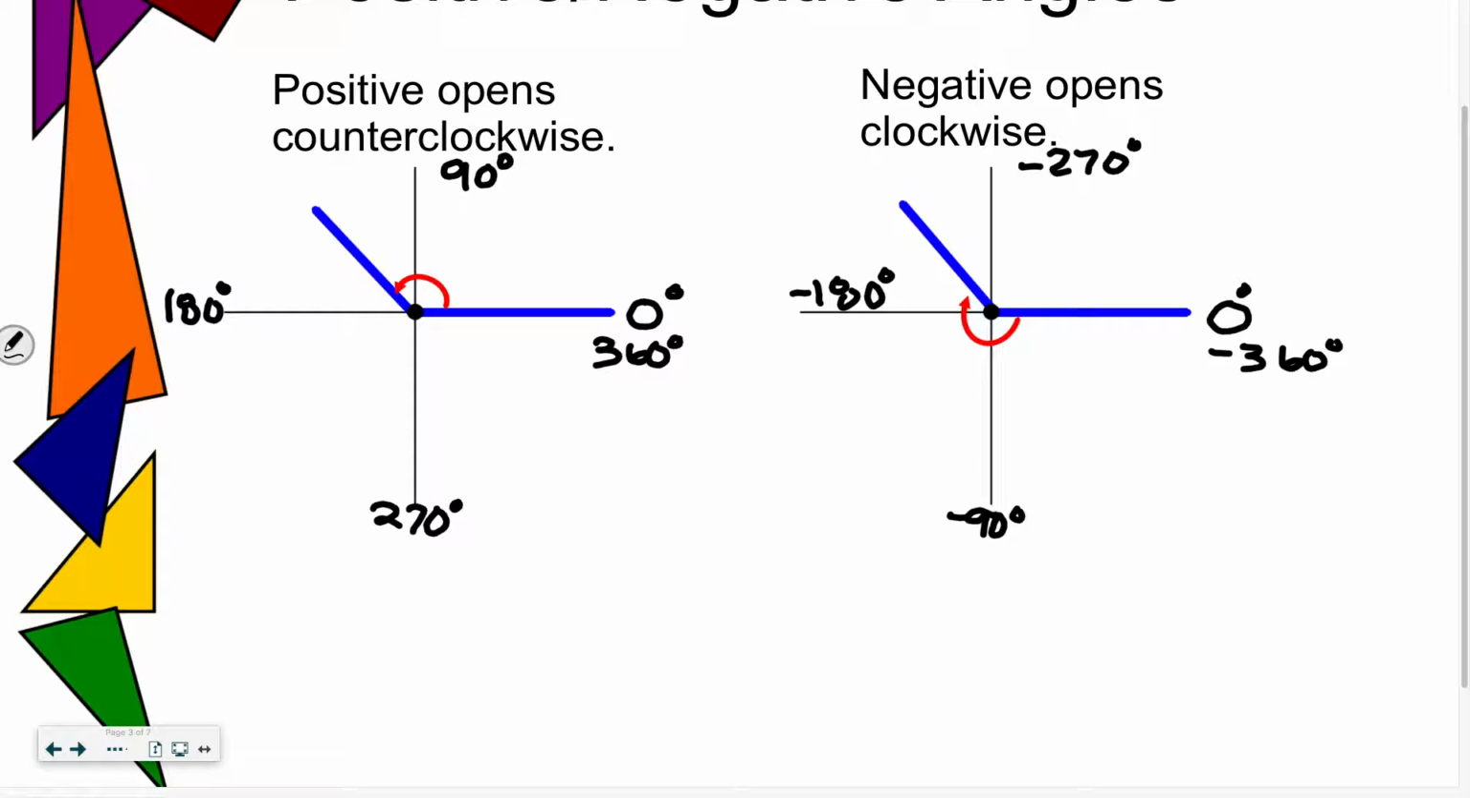Okay, so what would you estimate the one on the right to be? Maybe negative 240. Okay, that would be great. Good.